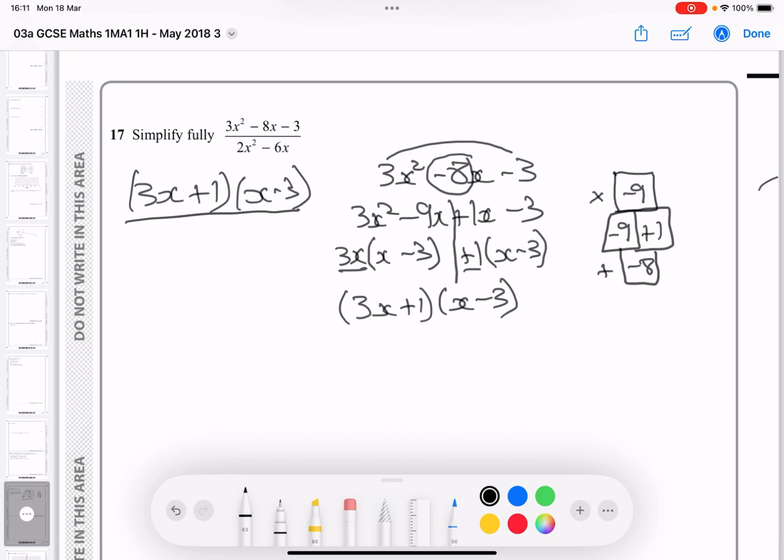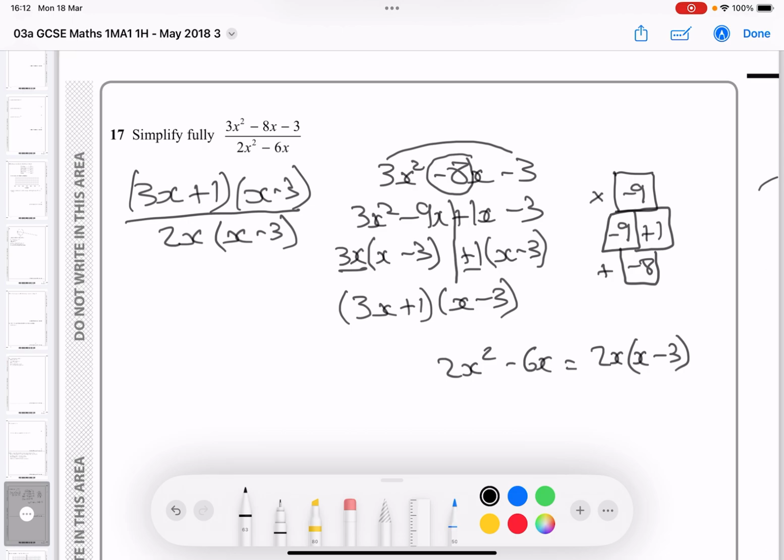Now what I've got to do is my 2x squared minus 6x. The nice thing about this is there's no constant on the end, so I can see straight away that 2x is a factor of both, leaving me with x minus 3. So on the bottom I've got 2x, x minus 3.